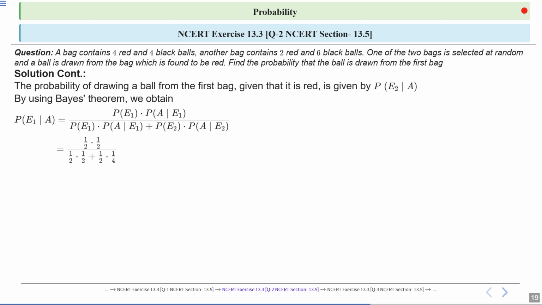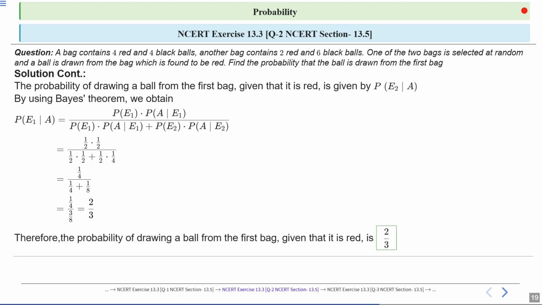Then substituting the given values, we get probability of E1 given A equals 1 by 2 times 1 by 2, divided by 1 by 2 times 1 by 2 plus 1 by 2 times 1 by 4. This expression becomes 1 by 4 divided by 1 by 4 plus 1 by 8, which is equal to 1 by 4 divided by 3 by 8 equals 2 by 3. Therefore, the probability of drawing a ball from the first bag, given that it is red, is 2 by 3.